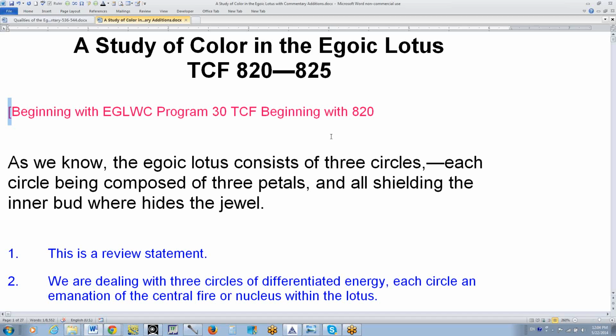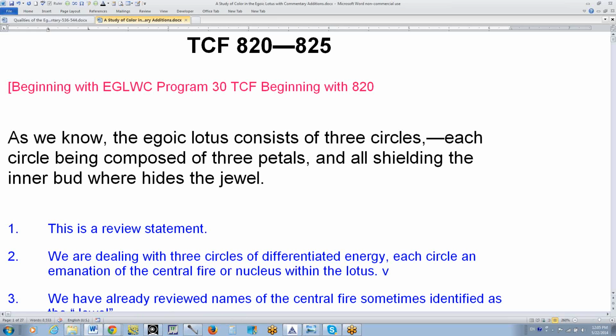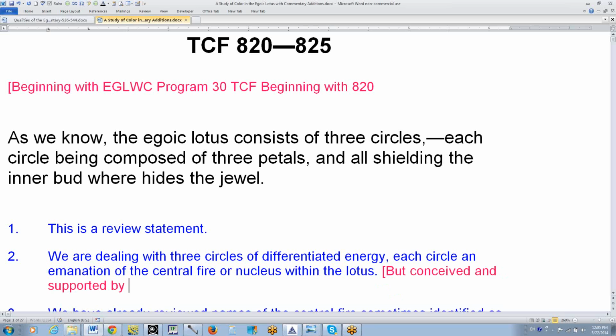So this is for us a review statement, and we're dealing with 3 circles of differentiated energy, each circle an emanation of the central fire or nucleus within the lotus. Each circle is an emanation of the central fire or nucleus, essentially, but conceived and supported by the presence of the solar angel acting within the lotus as the angel of the presence.